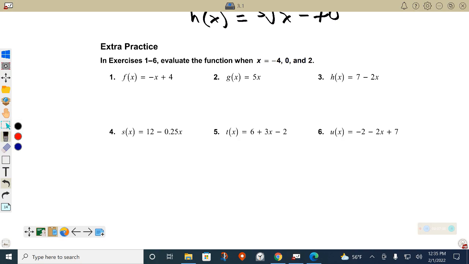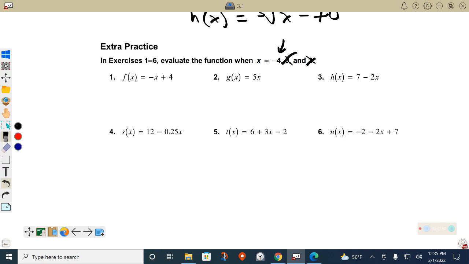I'm actually not going to cheat. I'm not going to do all the directions. They're saying, look, evaluate the function when x equals -4, 0, and 2. Three separate values. I'm only going to do the first one, -4. I'm not going to worry about 0 and 2, okay? Just for our practice, it's a little excessive. Let's just evaluate each one of these functions when x is -4.